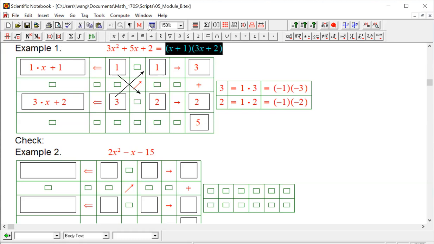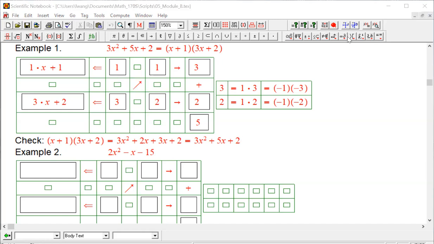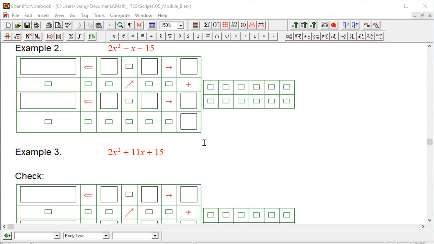And of course, we can check our work right here. FOIL. x times 3x is 3x squared. x times 2 is 2x. 1 times 3x is 3x. 1 times 2 is 2. So in the end, we get 3x squared plus 5x plus 2. So we have factored the given expression, which we call a trinomial.